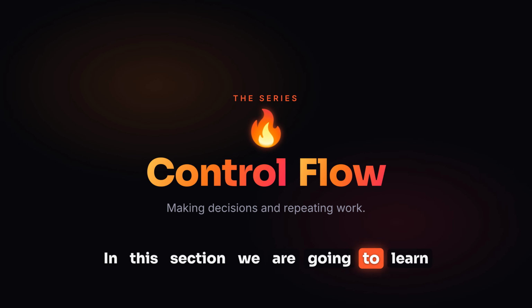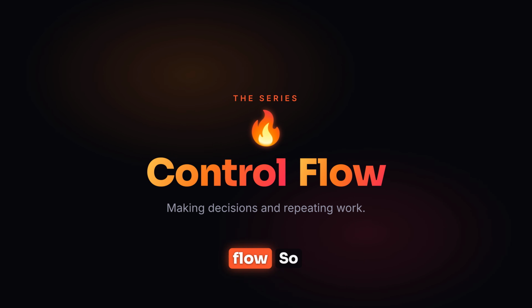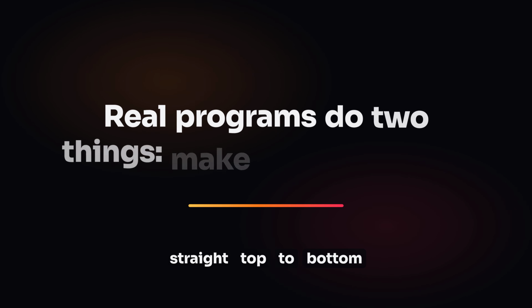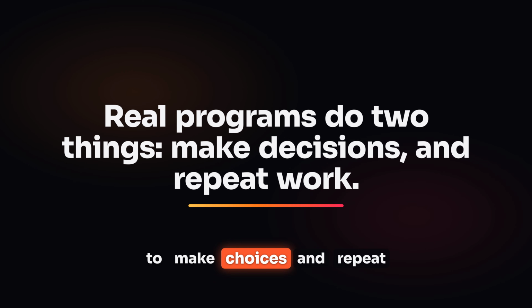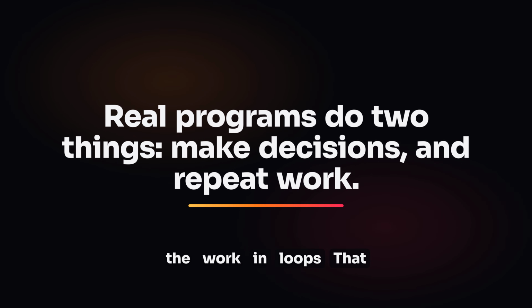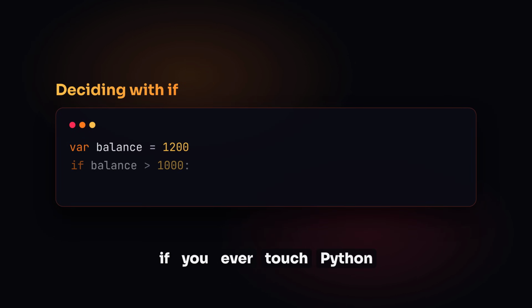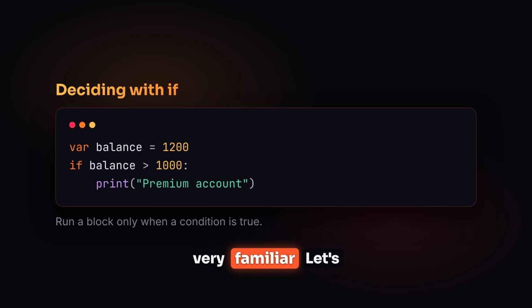In this section, we are going to learn about Mojo's control flow. So far, our programs have run straight top to bottom. Now, real programs need to make choices and repeat work in loops. That is called control flow. And if you have ever touched Python, all of this is going to feel very familiar.